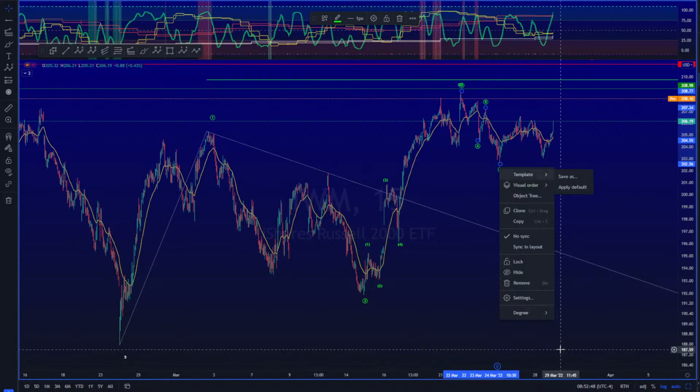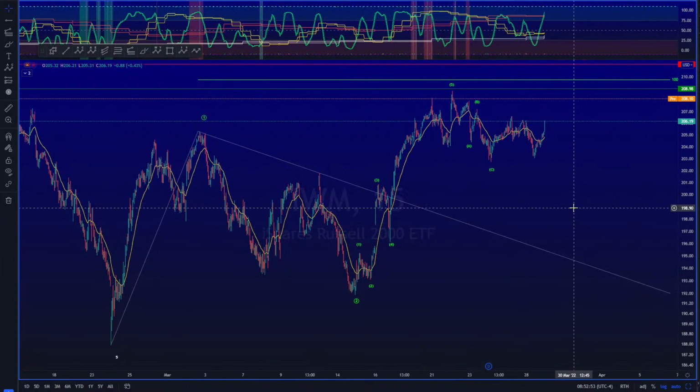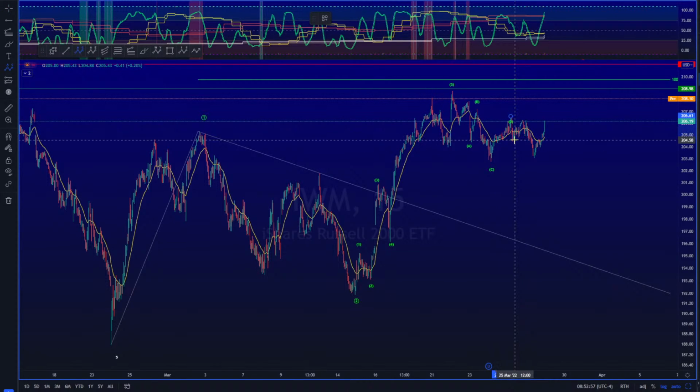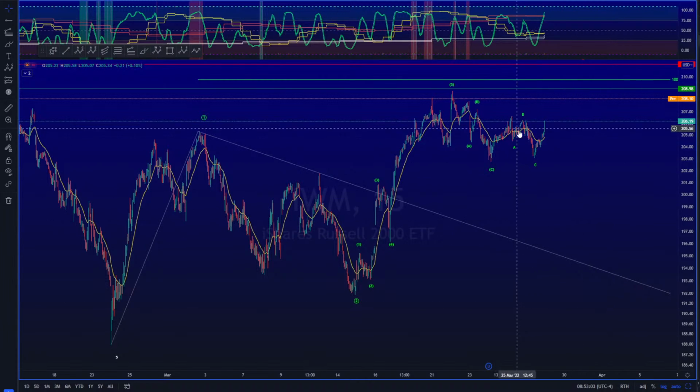So let's go ahead and put this on a lesser degree. This is how things start to come together. What did we have yesterday? We had a nice clean ABC on a lesser degree yesterday. So let's just pay real close attention to that. On the smallest degree, we've got a nice little ABC after a larger ABC. So this looks pretty constructive.